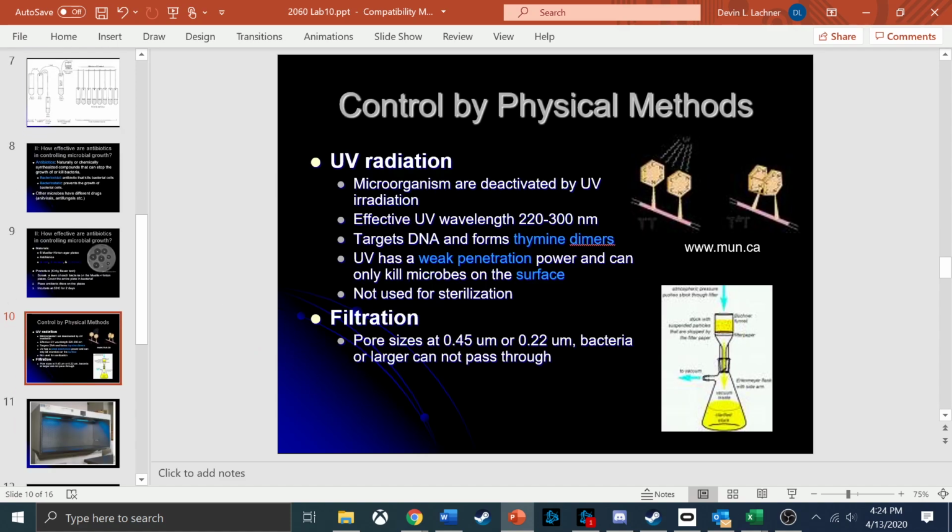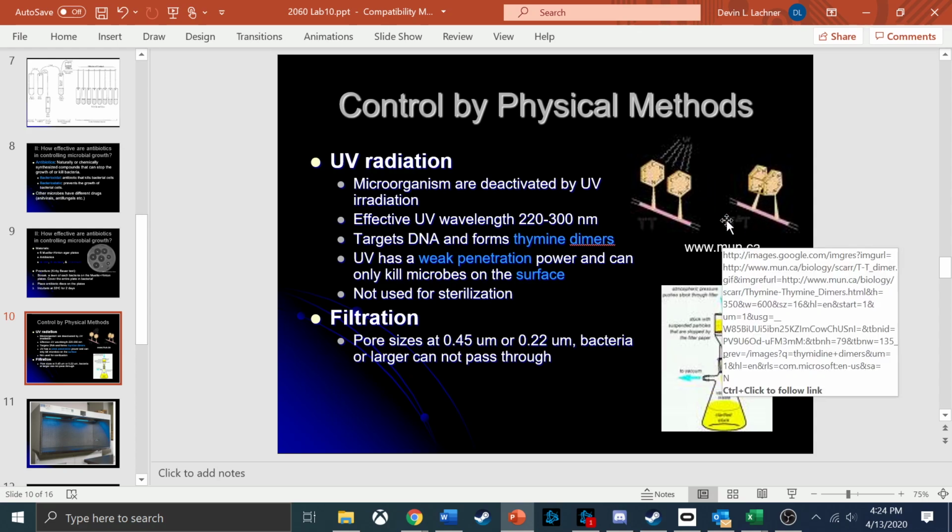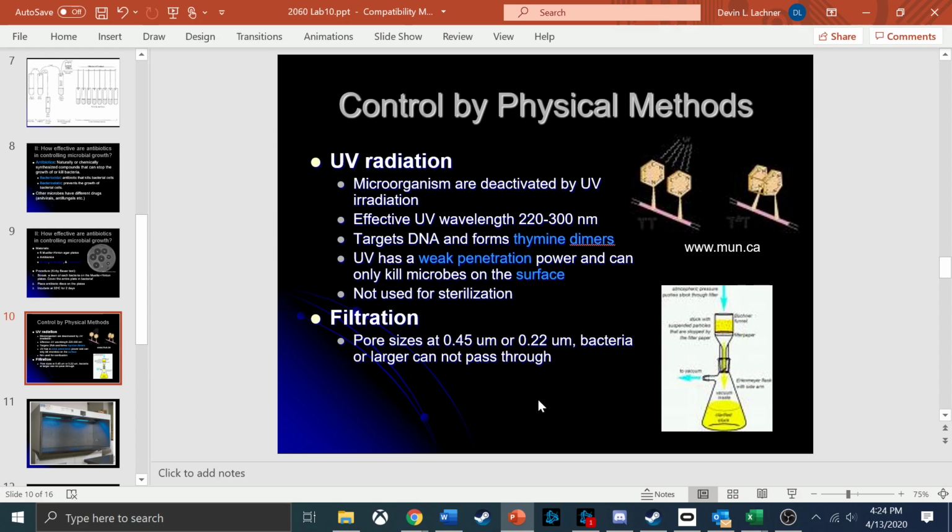So UV radiation is also going to be another physical method that we can use to control microorganism growth. This works by targeting the DNA, and it's going to form thymine dimers. Basically it's just going to combine them together. So instead of having two separate thymine, they're going to be joined together, which is going to cause some major issues for the DNA. It's not able to penetrate very much, so it's only a surface layer penetration, and this isn't going to allow for sterilization. So this will be for decontamination, but not so much sterilization. You're not going to be able to kill everything with this.